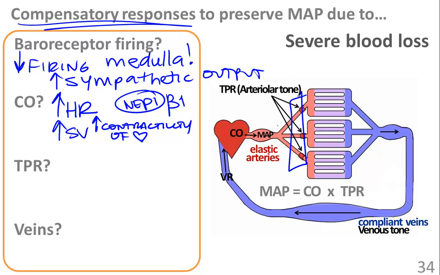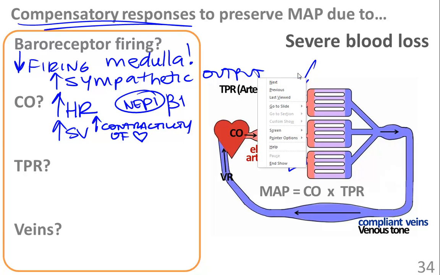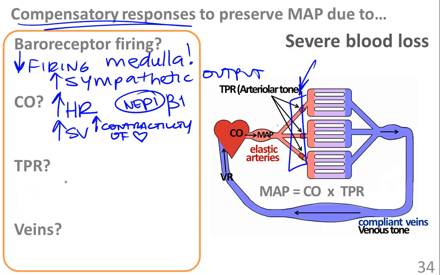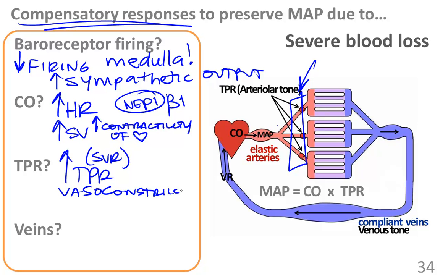What about the arterioles? We can adjust the arterioles, and we want to increase TPR or SVR, whatever you like to use. We want to basically vasoconstrict our arterioles. Obviously not to our brain and our heart, but certainly to our skin, our digestive tract, maybe our non-working muscles. And we're going to cause vasoconstriction. Again, that'll be through norepinephrine, in this case alpha-1 adrenergic signaling.